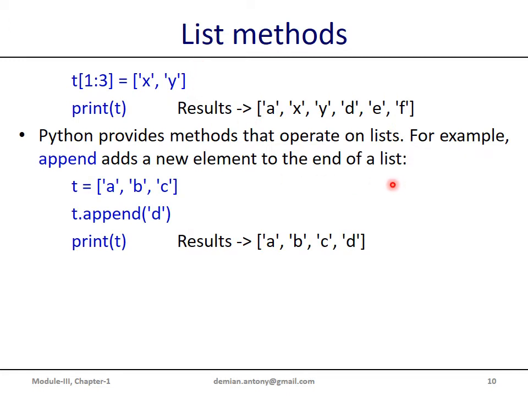Python provides two methods to insert elements or to extend or increase the size of the list. The first method is append, which always adds a new element to the end of the list. For example, if we have a list with three elements A, B, C, and we want to add the new element D, simply write t dot append. Append is a method with an explicit parameter representing the new element.